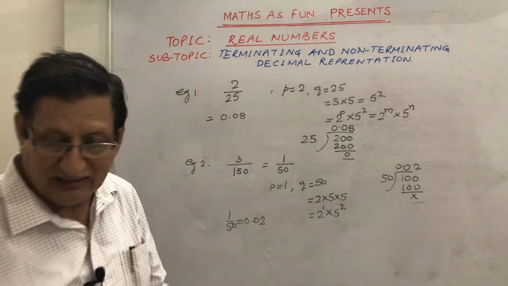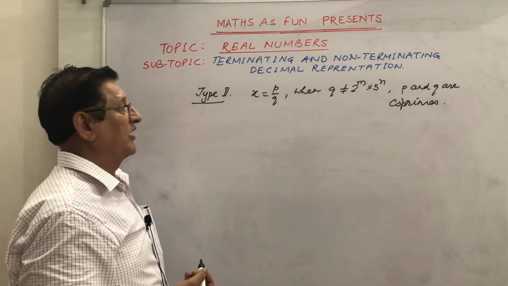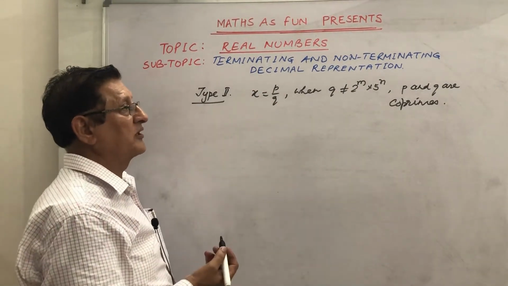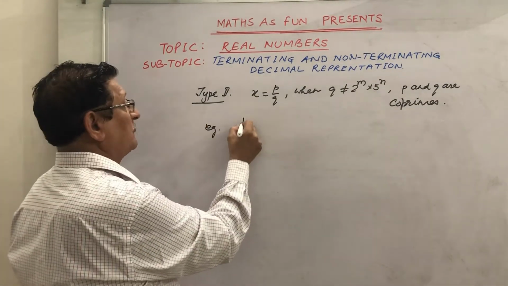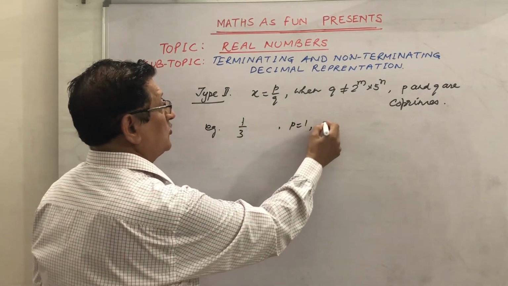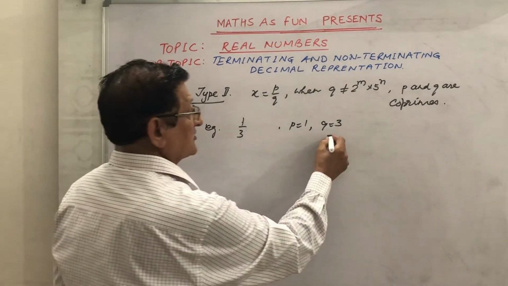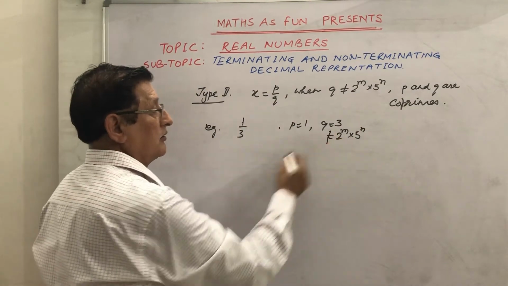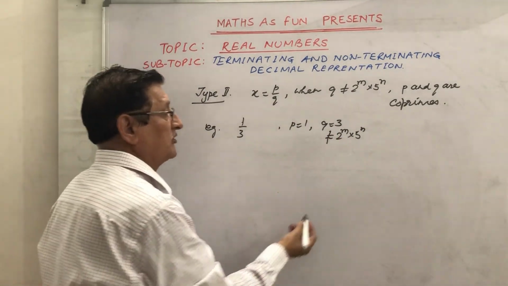Let's take some more examples. Let's take some examples of type 2 now. When x is p upon q, where q is not in the form of 2 to the power m into 5 to the power n. Suppose we take one example here, 1 upon 3. Here p is equal to 1 and q is 3. But this is not in the form of 2 to the power m into 5 to the power n. And hence, it should be non-terminating.